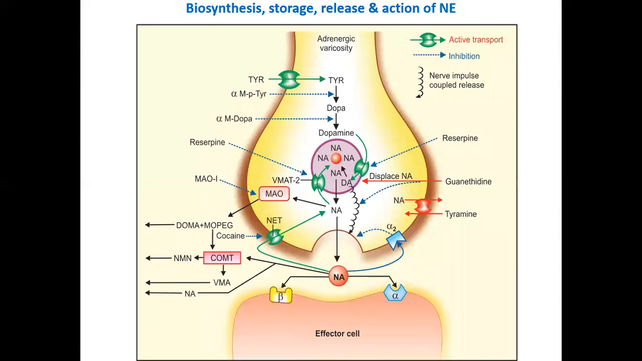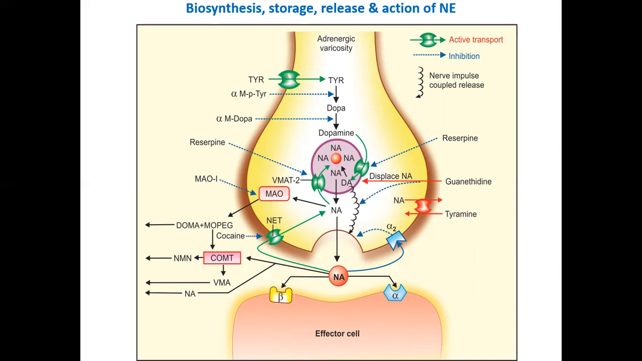As you can see in this picture, tyrosine gets converted to dopa, dopa gets converted to dopamine, and then dopamine gets converted to norepinephrine and epinephrine. Tyrosine gets converted to dopa, a reaction carried out by an enzyme called tyrosine hydroxylase. This dopa gets converted to dopamine, carried out by an enzyme called L-aromatic amino acid decarboxylase.